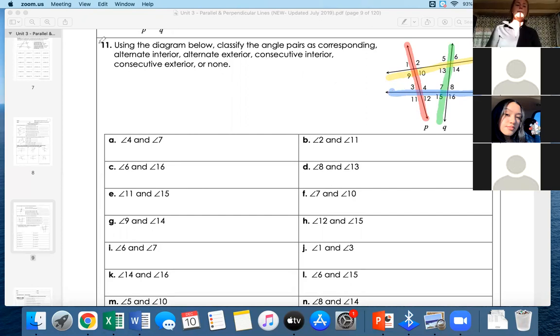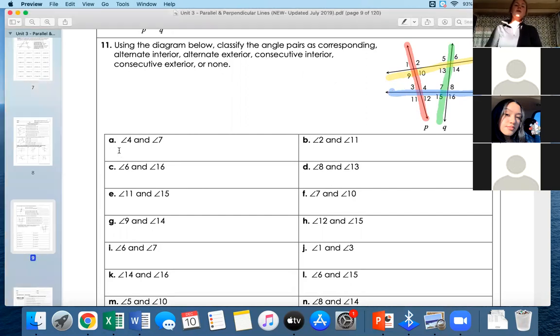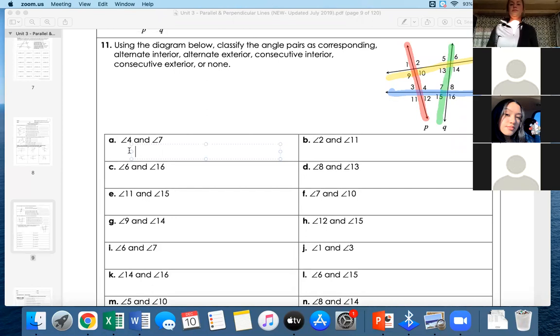Just like that, okay? So we want to know 4 and 7, what kind of angles are those? 4 and 7. So 4 and 7 are both on the blue one. Great job, they're consecutive interior or same side. How about 2 and 11? They're both on that red transversal P. Great job. Alternate exterior.